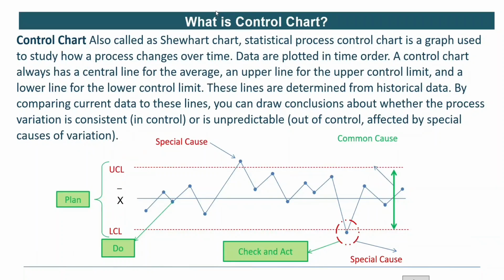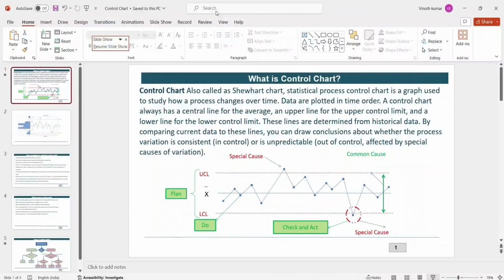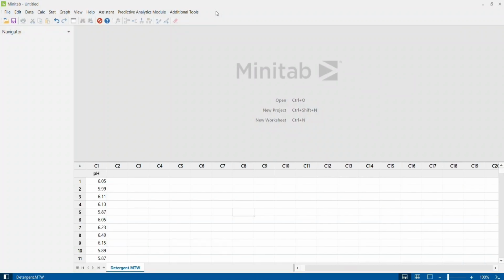So for a minute, let me take you to Minitab, where I have a specific set of data. This is pH value of a process where they make detergent. So from that detergent, they take the pH value. So these are data points taken one after the other.